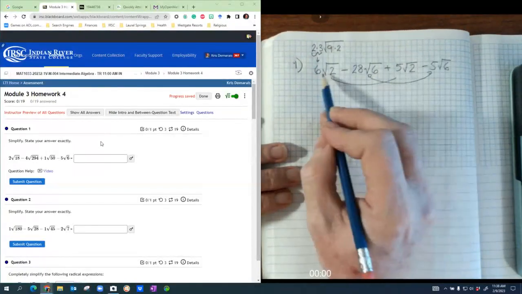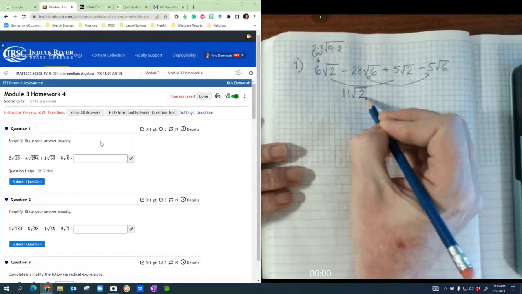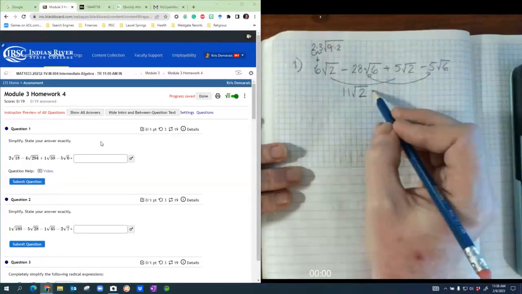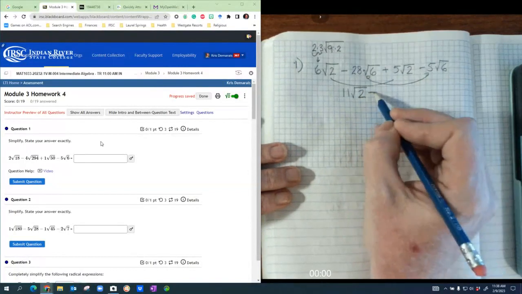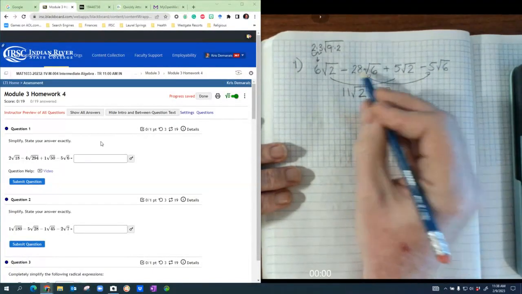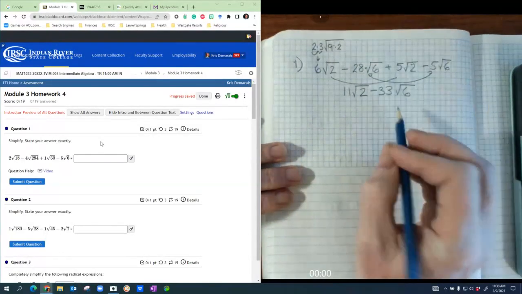Now, once these match, the 6 plus the 5 gives me 11 radical 2, and then I have negative 28 minus 5. So negative 28 minus 5 is negative 33, and then we have the radical of 6.